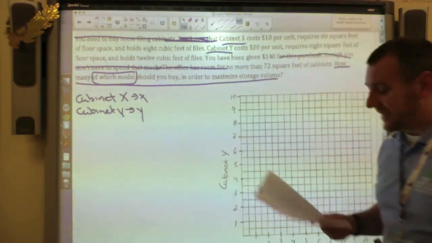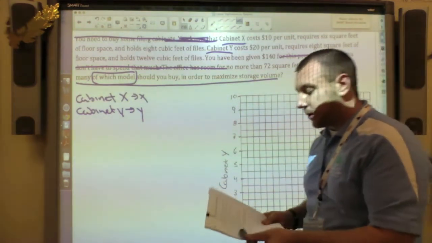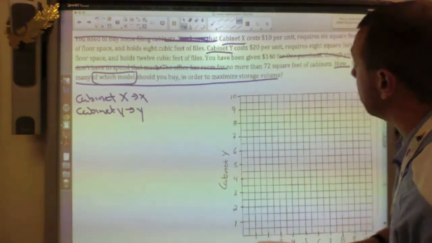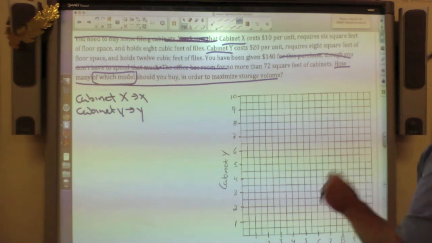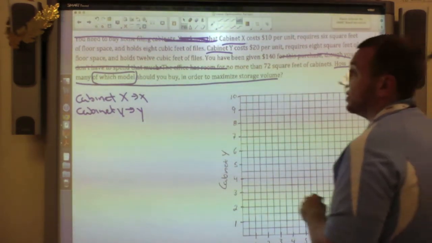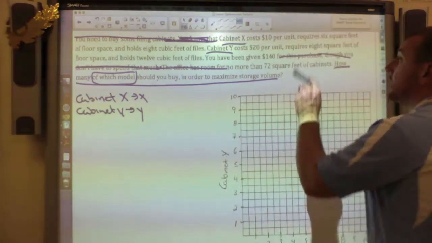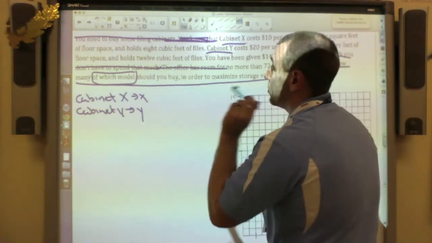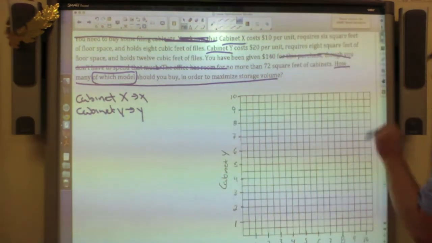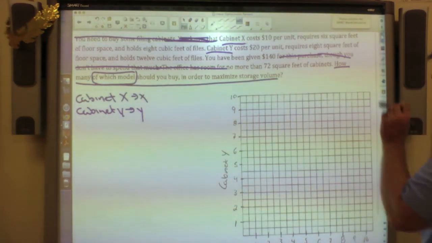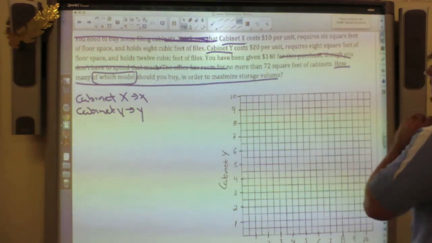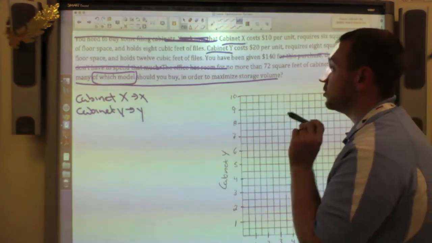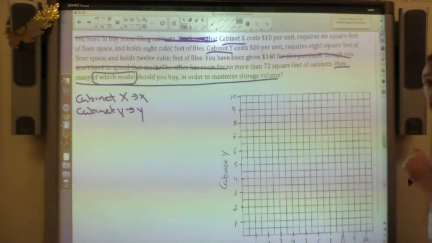Okay? Now, I'm going to reread the reduced math problem. Cabinet X costs $10 per unit, 6 square feet of floor space, and holds 8 cubic feet. Cabinet Y costs $20 per unit, requires 8 square feet of floor space, and holds 12 cubic feet of files. You've been given $140. No more than 72 square feet of cabinets. How many of which models should you buy in order to maximize storage volume?